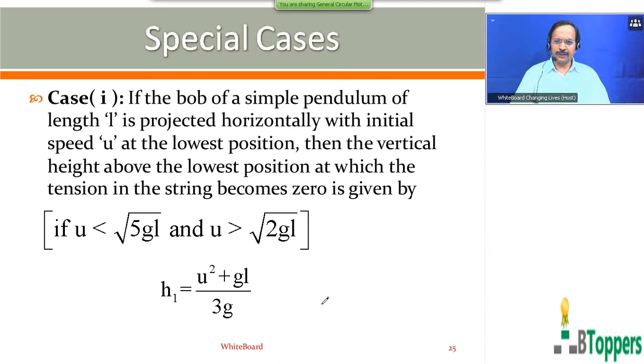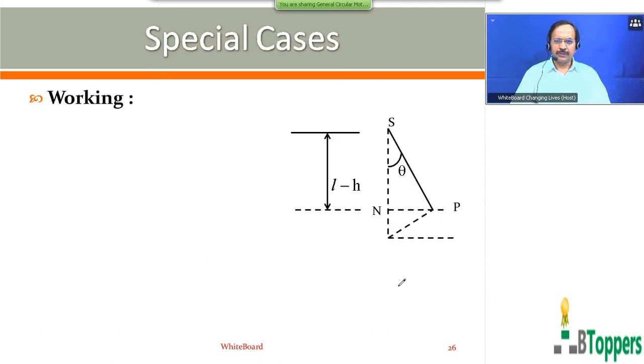Next I am going to show the working for this conclusion. This is the figure here. This is the lowest position of the bob. P is the position of the bob at the instant when the string makes an angle theta with the downward vertical. N is the foot of the perpendicular dropped from the point P onto the vertical line passing through the point of suspension.